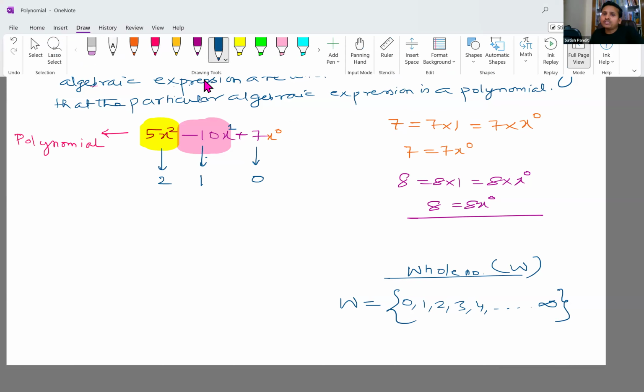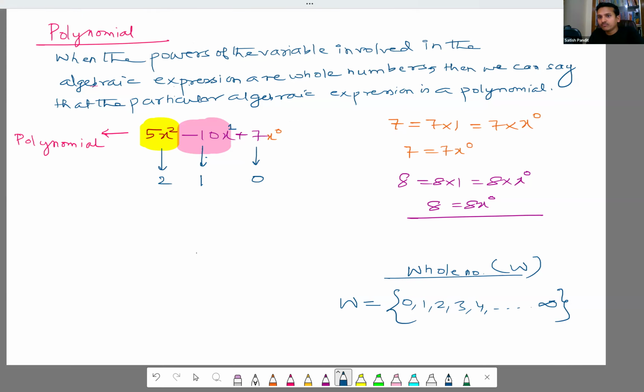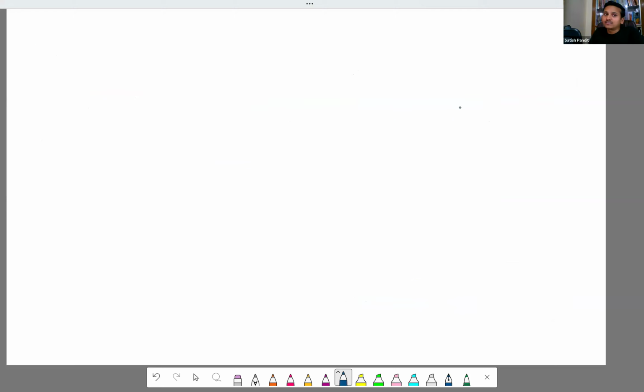So now, I'll go to the next page. Suppose I have just one number, let it be maybe 6. Is 6 a polynomial? Yes or no in the chat box.